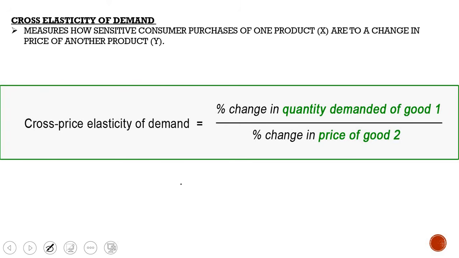Now we look at cross elasticity of demand. Cross elasticity of demand measures how sensitive consumers' purchases of one product are to a change in the price of another product. How do we calculate it? It's the percentage change in the quantity demanded of good 1 over the percentage change in the price of good 2.